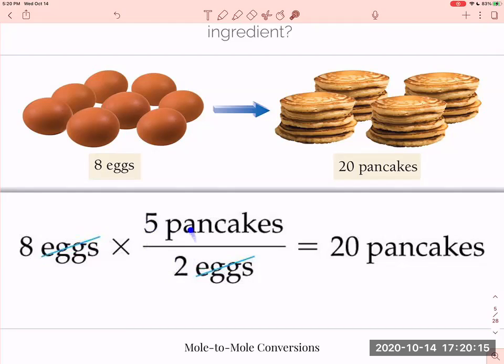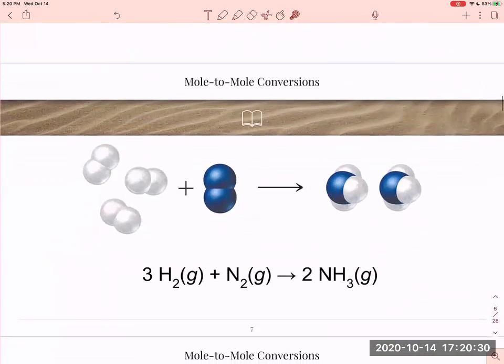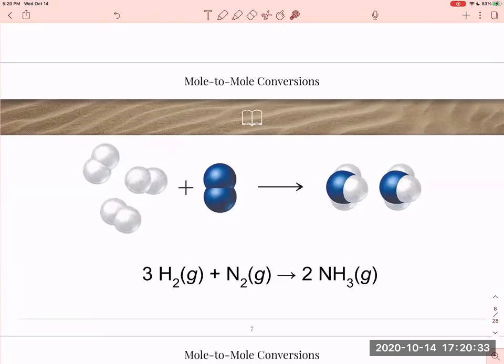So this is the ratio from my recipe. I've applied it to the amount of eggs I want to use, and I pop out the amount of pancakes that many eggs would give me. So that is stoichiometry right there, and it should look very familiar to you because it is in fact a mole conversion, a mole ratio, which you already know how to do. We're just going to add it into reactions now.